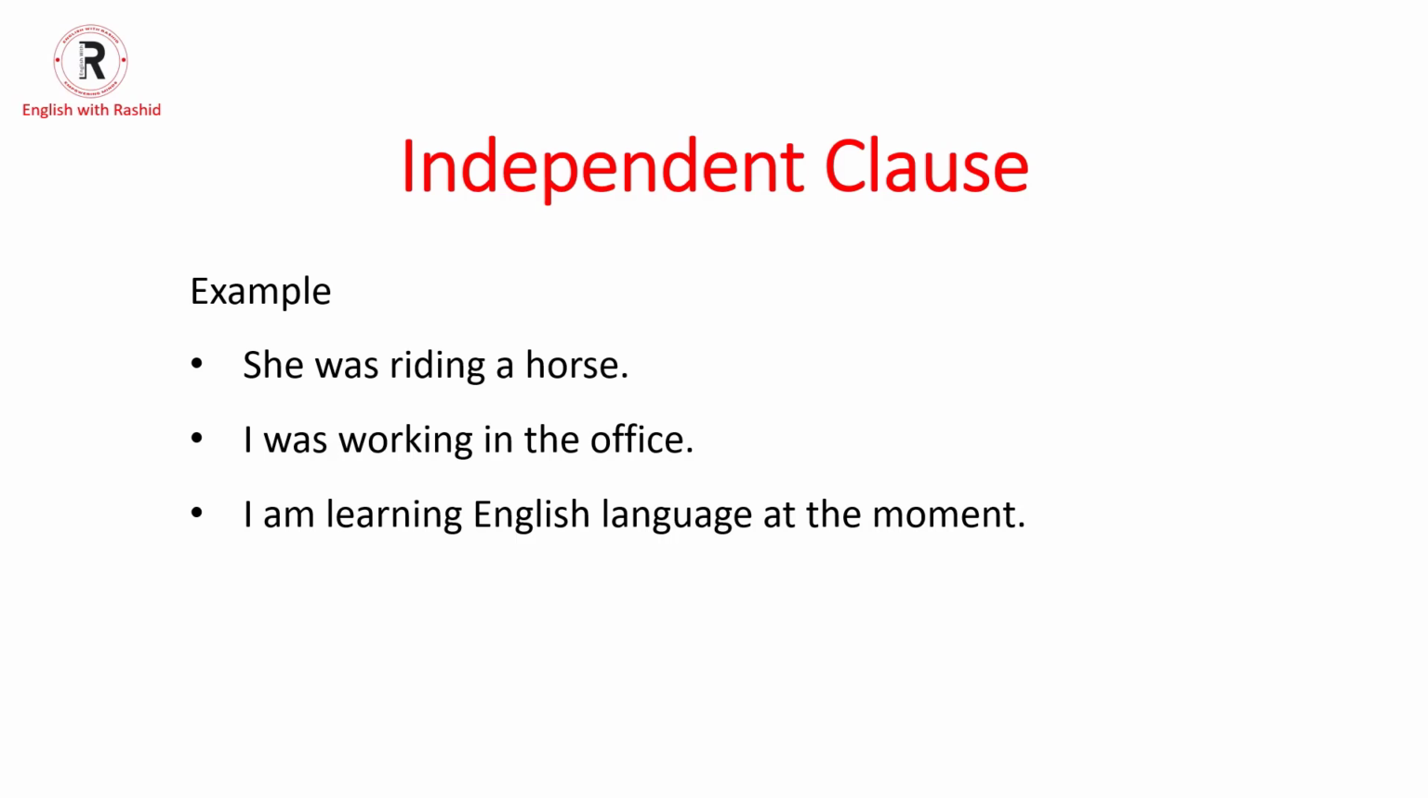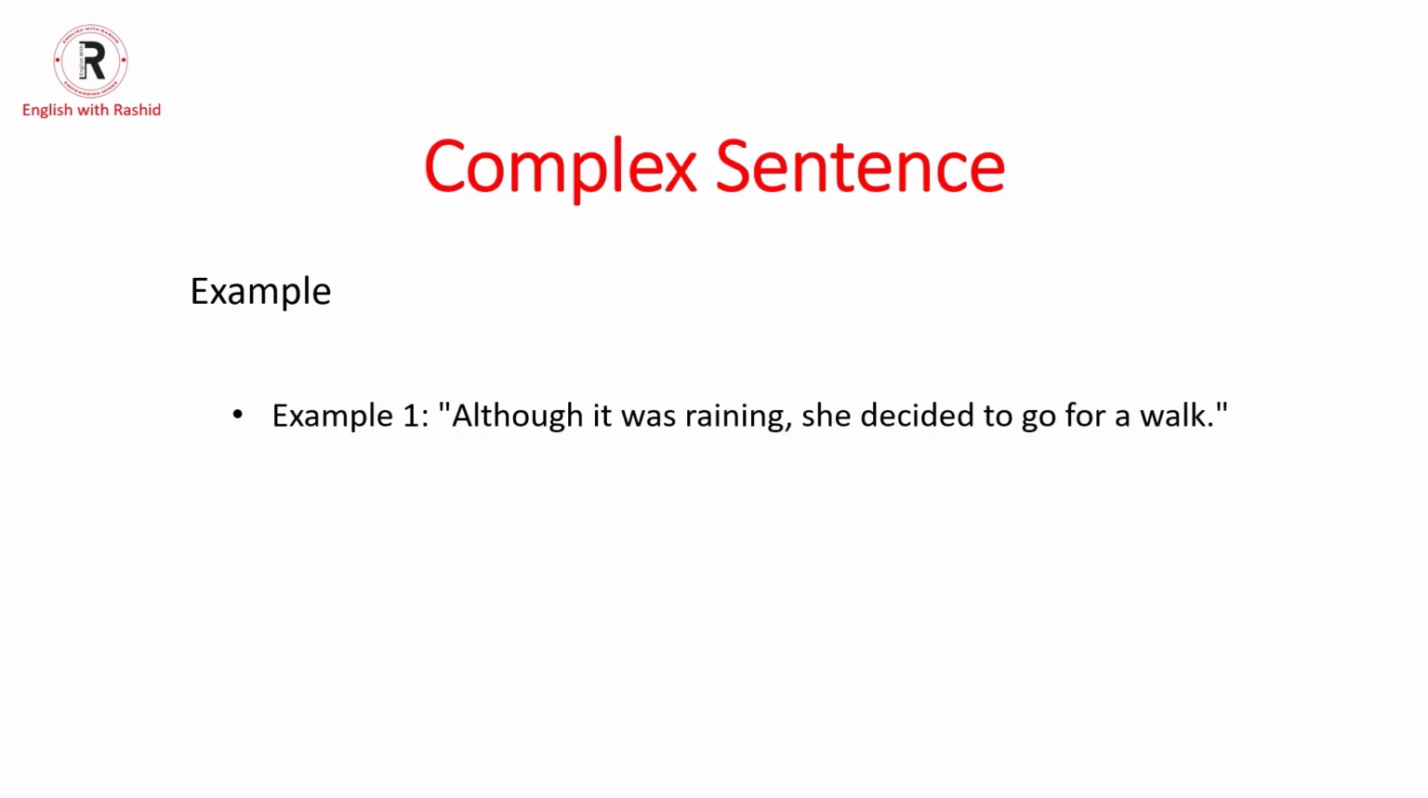Let us look at more examples. Although it was raining, she decided to go for a walk. Now, although it was raining is a dependent clause. She decided to go for a walk is the independent clause.